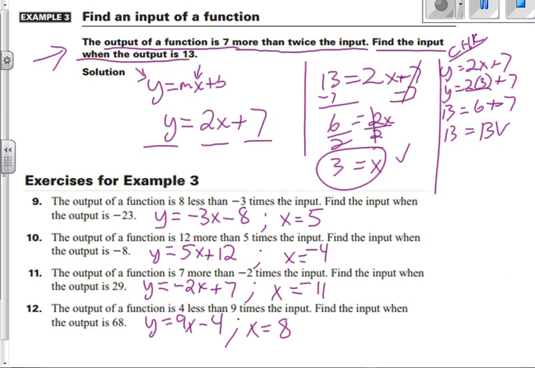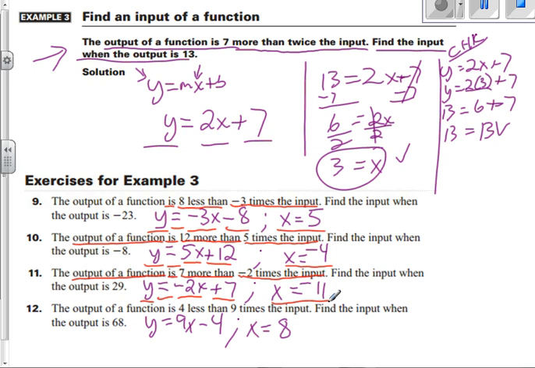So let's check this real quick. So number 9, it says the output of the function, that's y, equals 8 less than, I know that's minus 8, subtracted from negative 3 times the input, and that would be negative 3 times the input. Your answer for that is x is equal to 5. If we look at number 10, the output of the function, that's y, equals 12 more than, so that's plus 12, 5 times the input, that would give me 5x, and we find out that x is equal to negative 4. In number 11, it says the output of the function, that is y, equals 7 more than, that's the plus 7, negative 2 times the input, that's negative 2x. We find out that x is equal to negative 11.